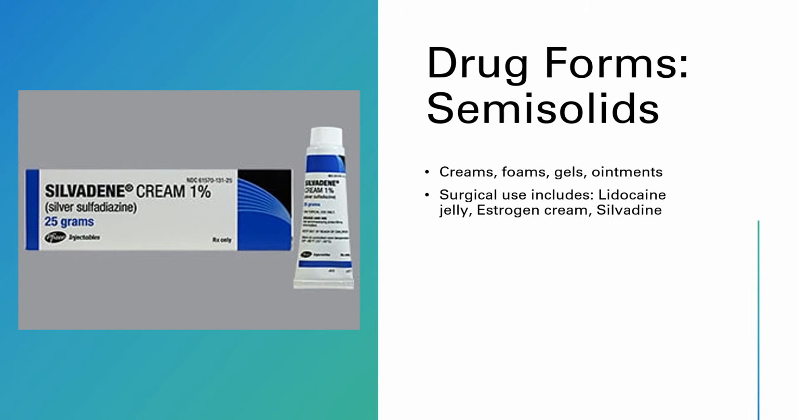Examples used in surgery, again, are that xylocaine jelly for topical anesthesia. Silvadene, which I have a picture of here, is used for burns. Estrogen, we talked about earlier, for vaginal packing. And then we'll use Neosporin or bacitracin. That's a topical semi-solid that we will put on surgical wounds to help fight off infection while they're healing. So those are some good examples of what we would use in surgery.